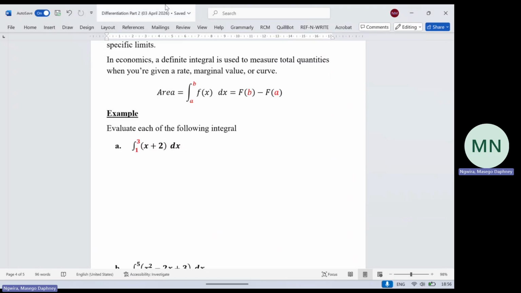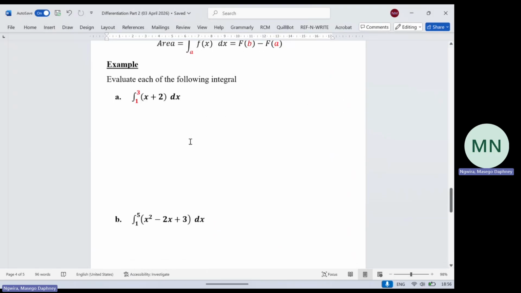Okay, so now we have an example. It says evaluate each of the following integrals. So the first thing you need to do is find your integral. We're going to find the integration of this function that we have here. You start with the integral of x plus 2.